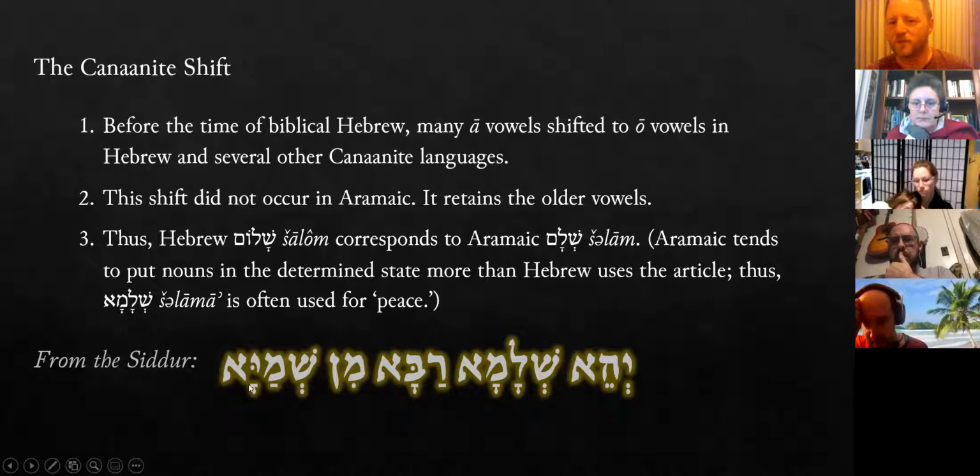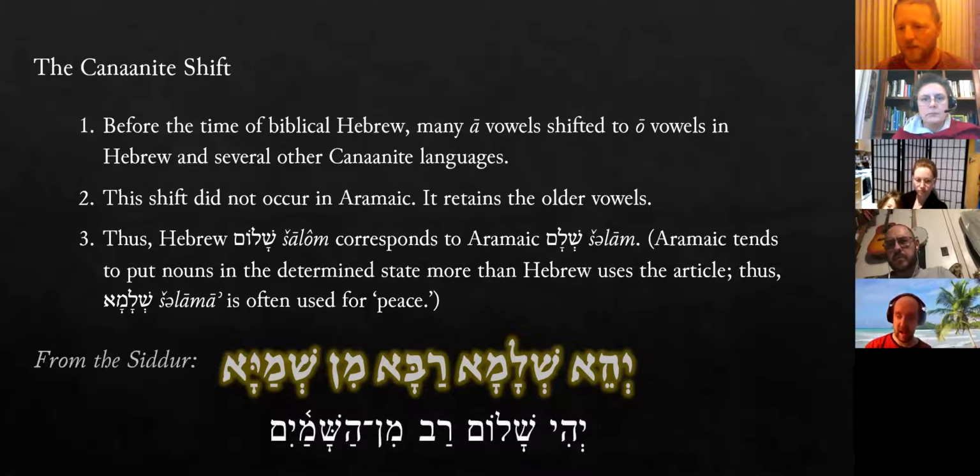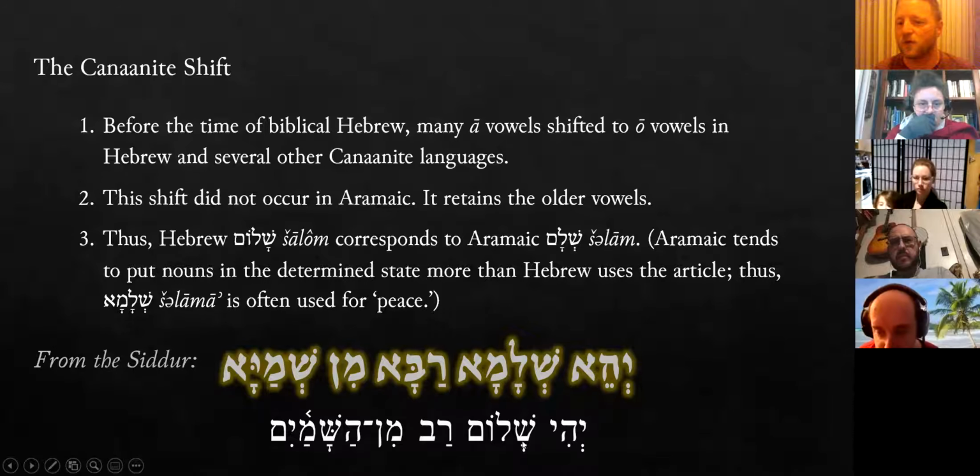Yehei Shlama Rabbah Min Shmaya. Shlama you can recognize automatically. That's shlam, shalom, shlama. Rabbah, you would know is rav, right? Rav, great. Min, from. Shmaya is shemayim, the heavens. So may it be great peace from heaven. Yehi shalom rav min hashamayim. Notice that in Hebrew we would not put hashalom harav. It's not determined, but in Aramaic it's determined.